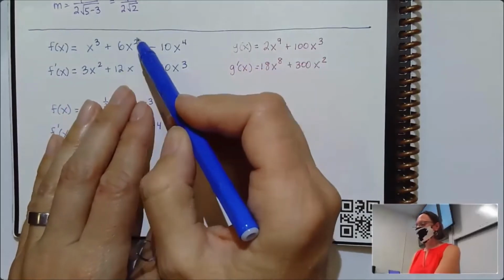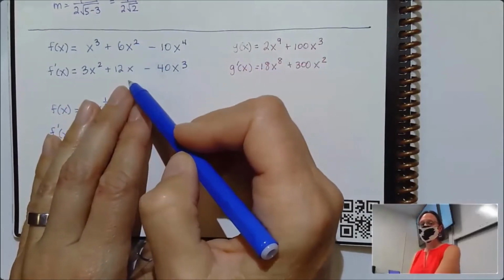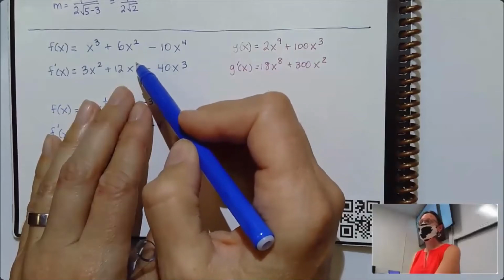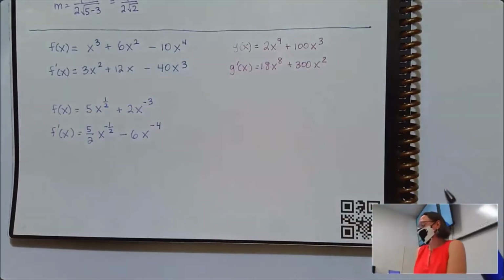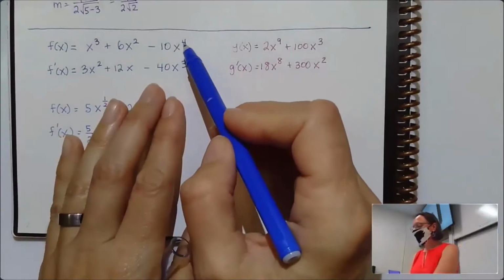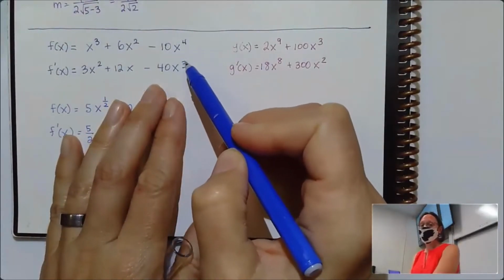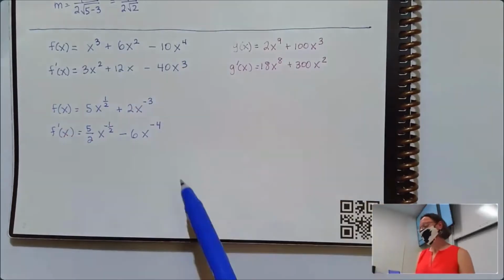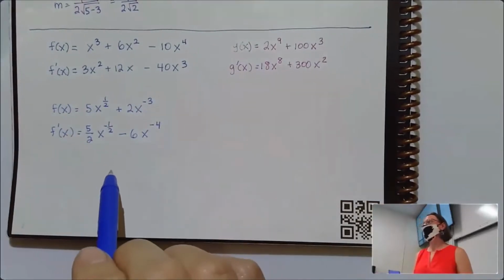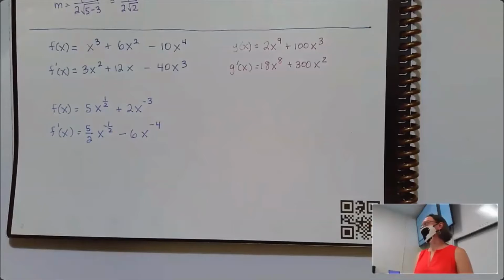Or here, 6 times 2 gives me 12. And then we decrease the power by 1, but 2 minus 1, we don't usually write the 1. We could. Over here, 4 times 10, we get 40. We decrease the power by 1. Now, the truth is, I did the same thing to this last one. It's just fractions, and so our brains turn off when we see fractions.